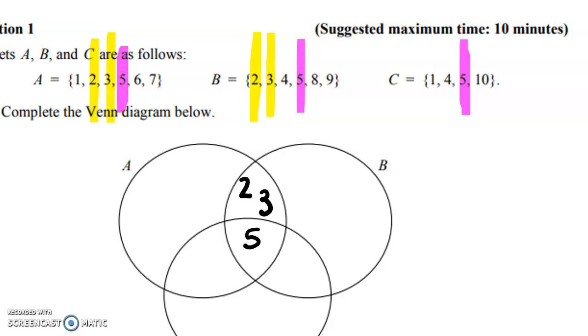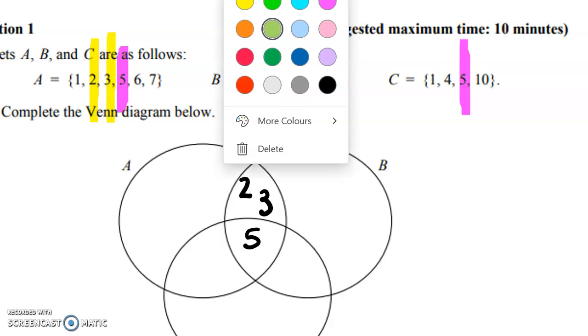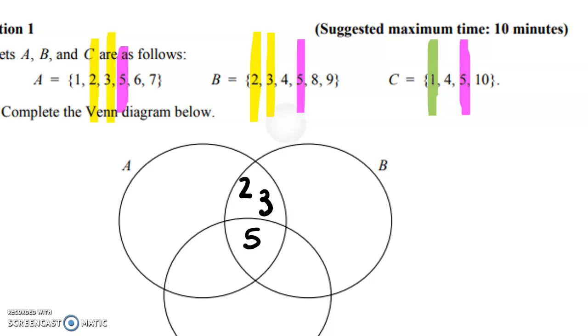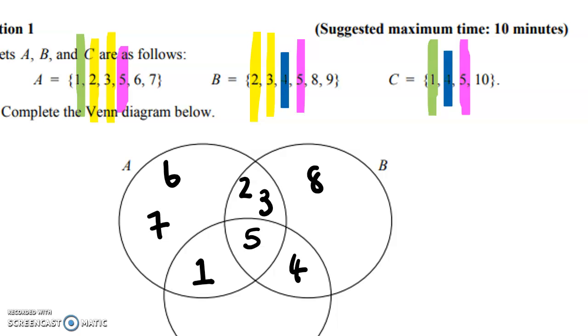And then 1 is in common to A and C. Just to show you. Okay, so I'm going to put 1 in here. That leaves me with 6 and 7 in A. And 4 is in common to B and C. Again, just to show you with a colour. So I'm going to put 4 in here. That leaves me with 8 and 9 in B. And I'm left with 10 for C. Okay, so there, first of all, there's your Venn diagram.